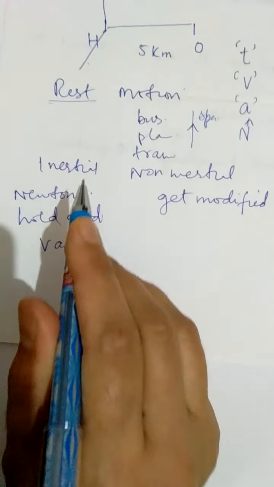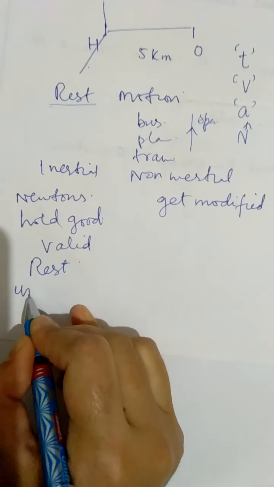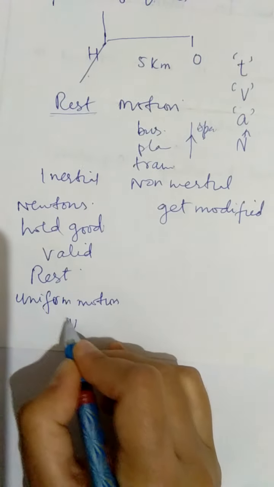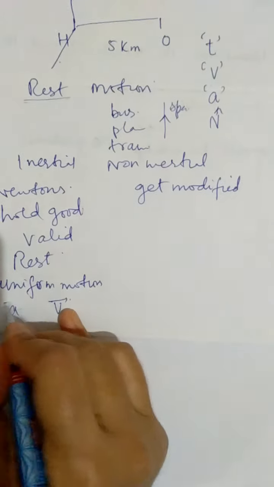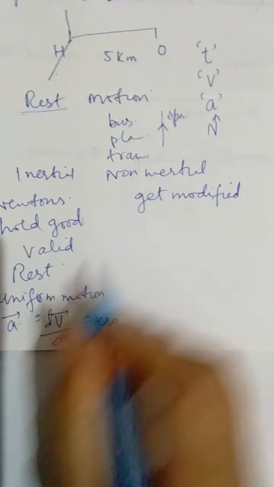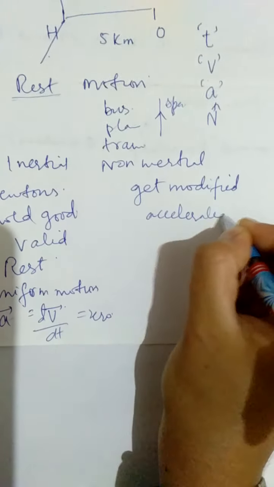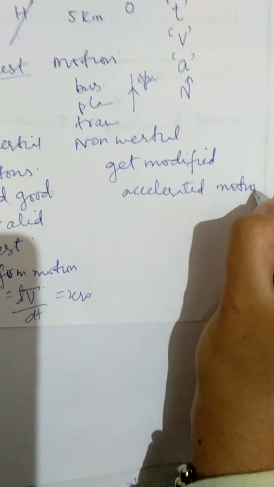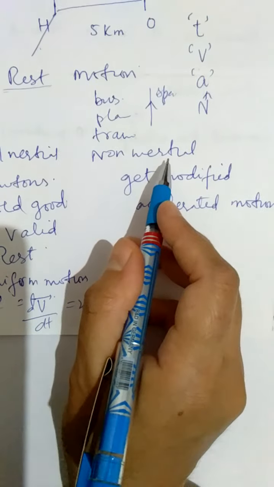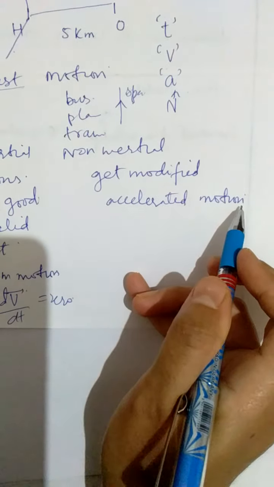Now, inertial frames of reference are those frames which are either at rest or possessing a uniform motion, that is, they have a constant velocity. Once the velocity is constant, what is the acceleration? Acceleration is dv by dt, that is 0. Non-inertial frames are those frames which have an accelerated motion and not a constant velocity, remember. The first thing is that non-inertial frames are always moving frames, and they are not moving with a constant velocity, but they have a certain acceleration, right?